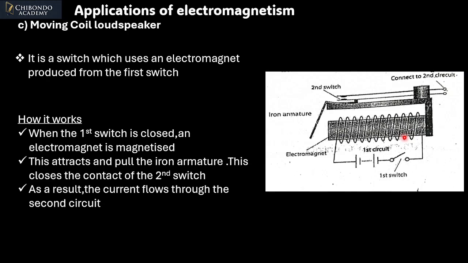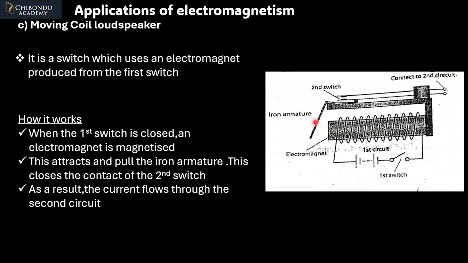Another application is the magnetic relay. Forget the moving coil loudspeaker. A magnetic relay is a switch which uses an electromagnet produced from the first switch. So how does this work? Let's look at the diagram. We have the first circuit and the first switch. We close this switch, and then you have an electromagnet. It becomes a magnet only when the switch is closed.